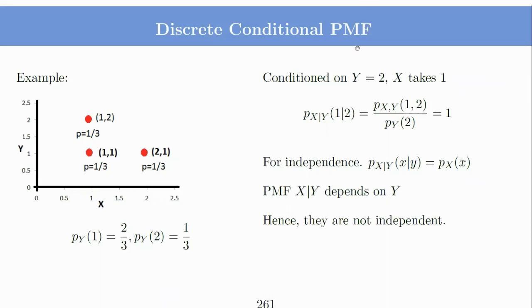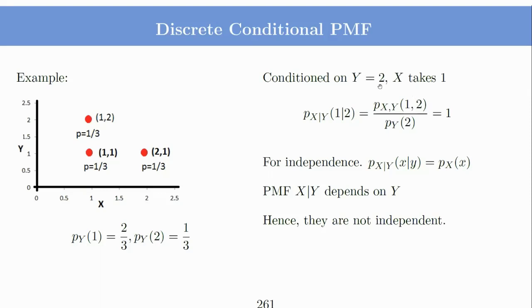Now if I condition on y equal to 2, x only takes one value, 1. The joint PMF is 1 by 3 and the probability of y is also 1 by 3, so this is 1. This means with probability one x takes value 1. So you can see if I change the conditioning on y, even the range changes and the probability distribution changes.